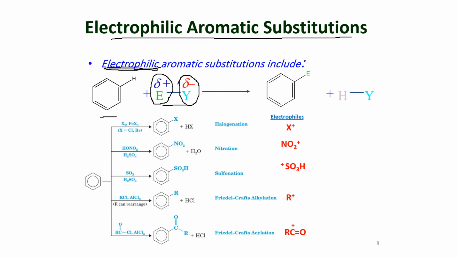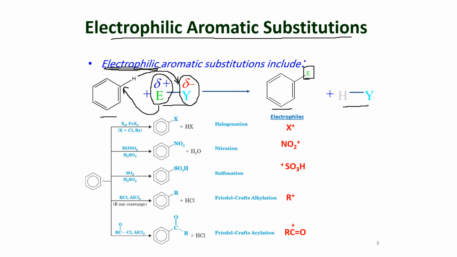In these substitution reactions, as a general rule, the electropositive part of the molecule will go and substitute a hydrogen atom on the aromatic molecule, whereas this hydrogen will be replaced and attached to the electronegative part of that molecule. So we get the products: the electropositive part attached to the aromatic compound, and the HY molecule. This is the general description.